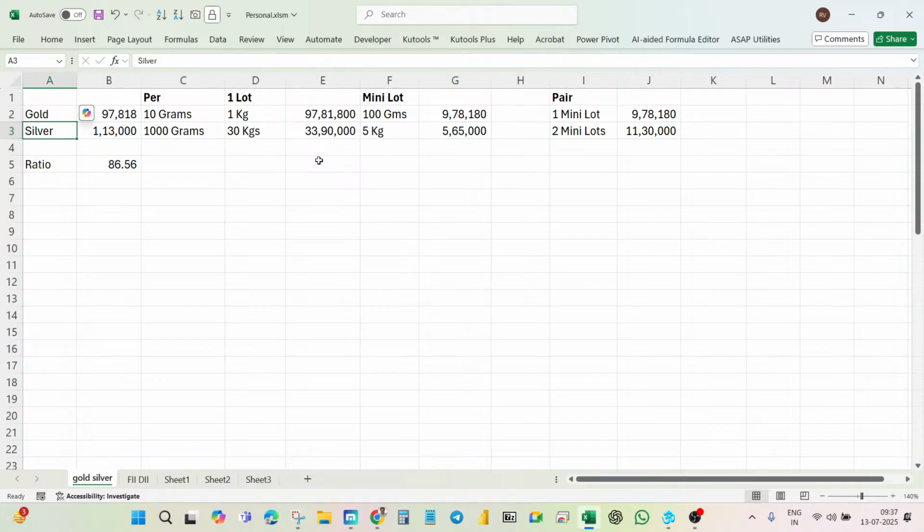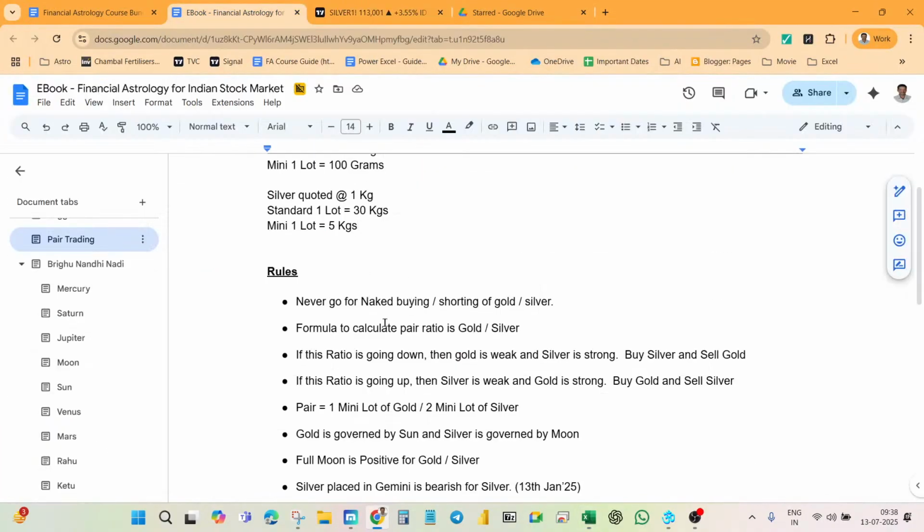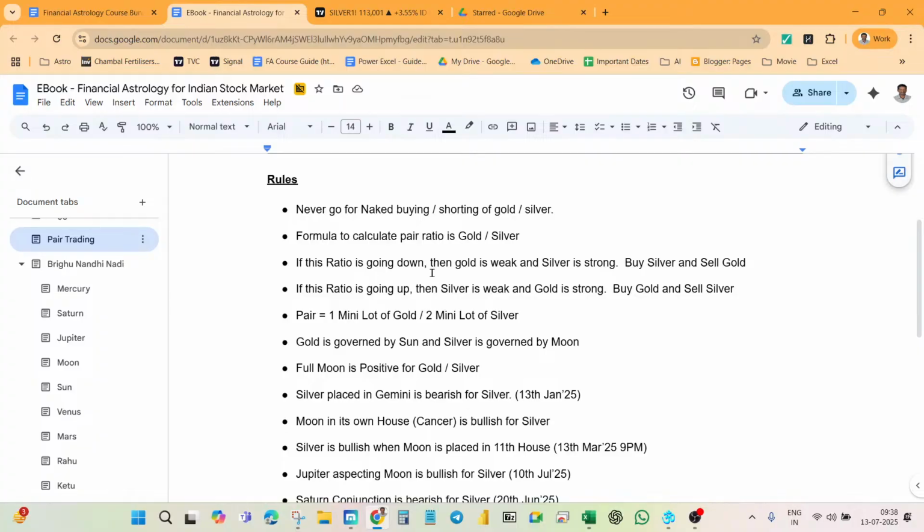So this is the way you calculate the pair. For 1 mini lot of gold, 2 mini lots of silver you should trade, and this is how you get into the perfect pair. That's the first thing. Now let us see the next rule. If this ratio is going down, then gold is weak and silver is strong. Then you have to buy silver and sell gold.